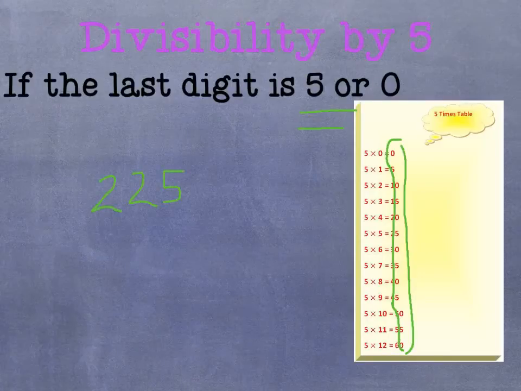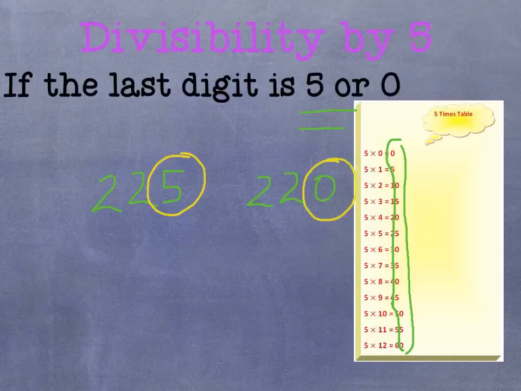For example, I have two numbers over here, 225 and 220. Now in both cases the last digit is either 5 or 0. Therefore 225 is divisible by 5. So is 220. Now moving on.